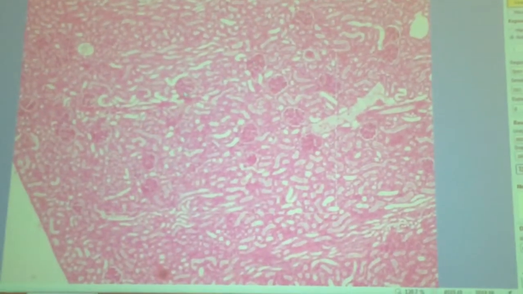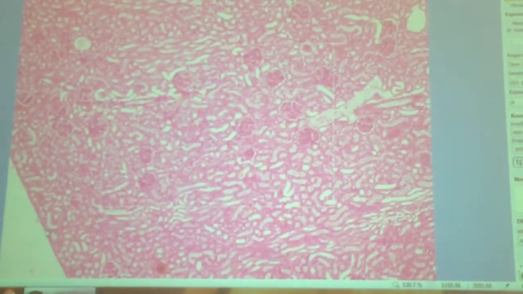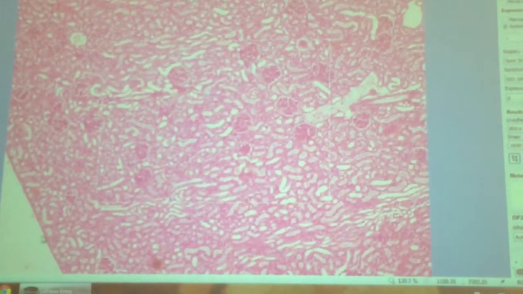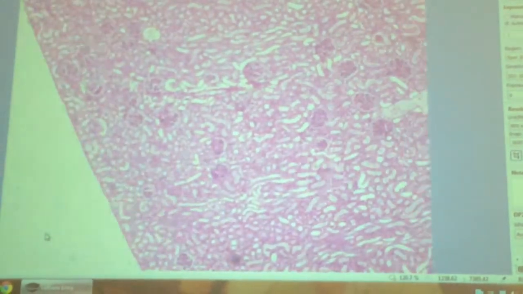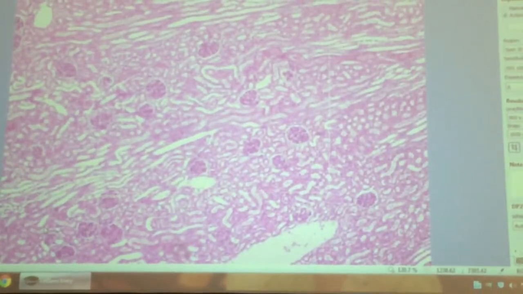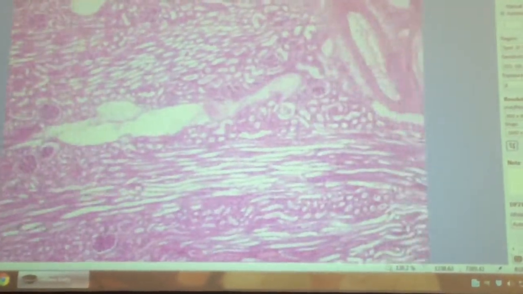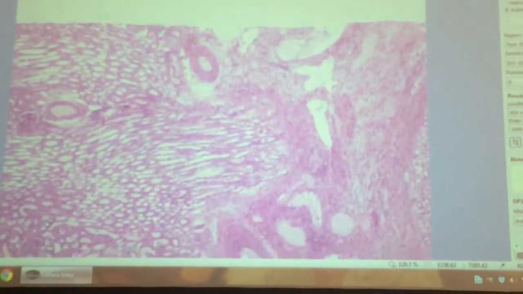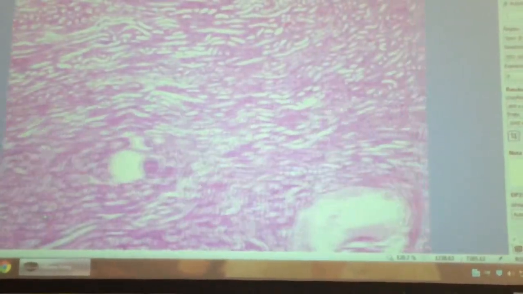Okay. So these are the glomeruli, right? Right in here and here and here, and these are all of the tubules. Out in here, this would be the what? Capsule. This is the capsule. And as I'm moving, you can see that it changes, right?